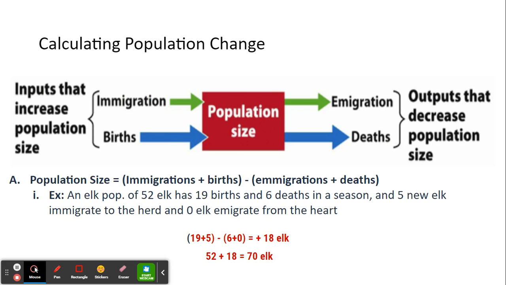So an example here would be an elk population of about 52 elk, have 19 births and 6 deaths in a season, while 5 new elk immigrate to the herd and 0 elk emigrate from the herd. So here, if we place those numbers into that same formula there, we can see that there was an addition. We can see now our population size is up to 70 elk because now at least 18 elk were added to the original.